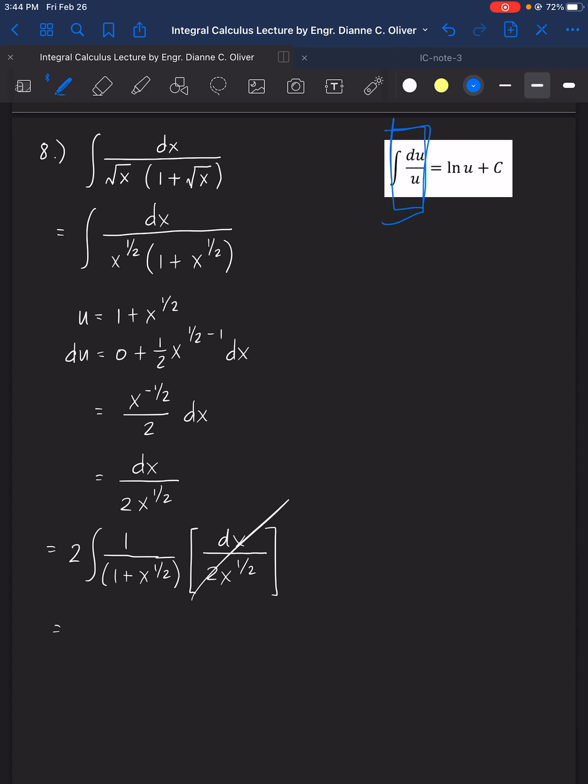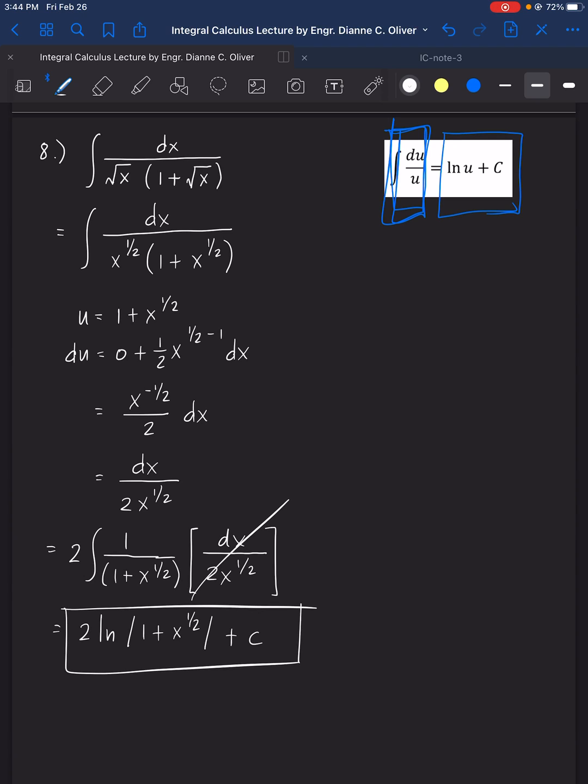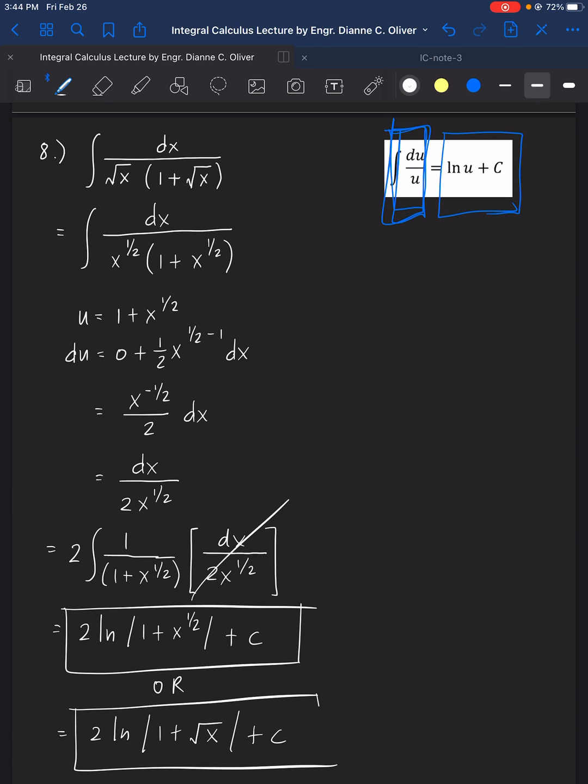So since we were able to accomplish this pattern, therefore our answer will have this pattern. So 2 ln of 1 plus x raised to 1 half plus c. So that is the answer. Or so you can have this answer as raised to 1 half, but we can also have 2 ln of 1 plus square root of x plus c. They're similar. Checking. Let's see if what we did is correct.